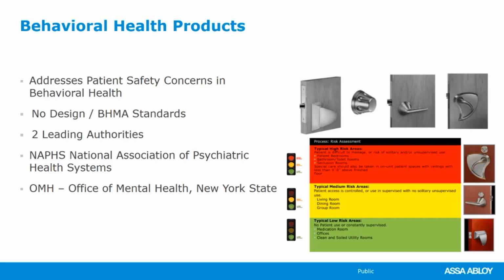The high risk is the areas where the patients are unsupervised: bedrooms, patient toilet rooms, seclusion rooms, areas where there's not staff there regularly. The medium risk area is where patients are controlled in supervised areas: living rooms, common spaces, dining rooms, group rooms. You can use those products with caution. And then the green zone is the low risk areas where patients are constantly supervised. You don't have to worry about somebody harming themselves. Back of house areas, areas where there are not regularly patients, clean and soiled utility rooms, things like that. Again, still used with caution based on the application and the use of the room.